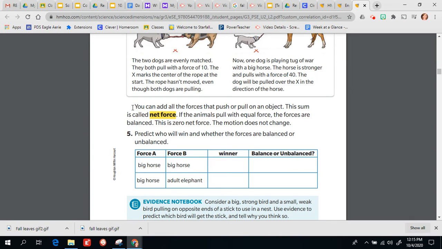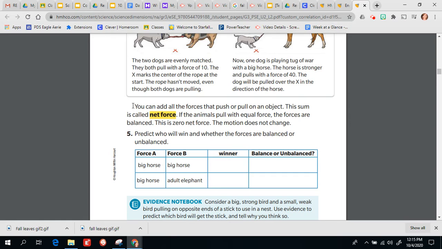Now let's read right here. You can add all the forces that push or pull an object. This sum is called net force. Remember, a sum is the number you get when you add numbers together. If the animals pull with equal force, the forces are balanced. This is 0 net force. The motion does not change.